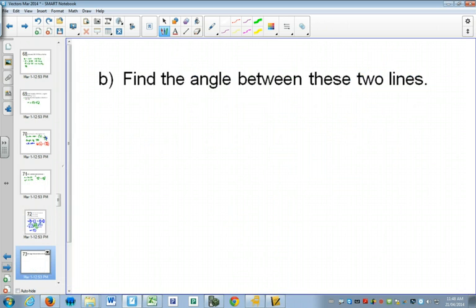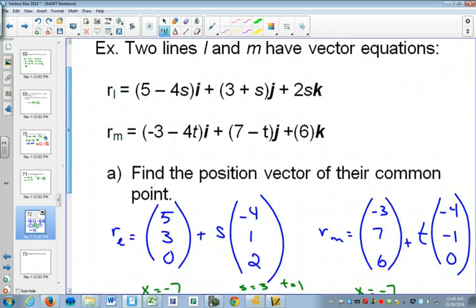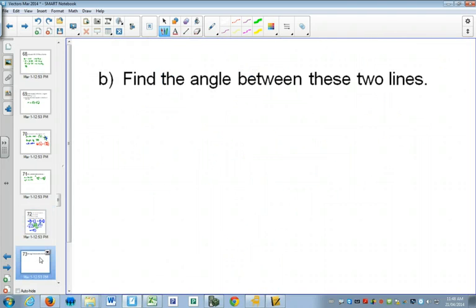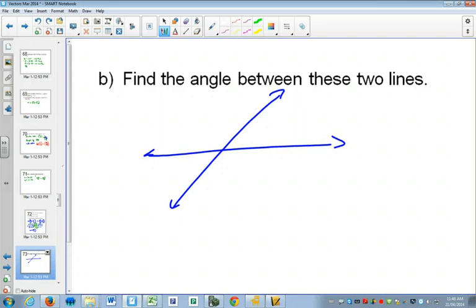Now that you've found the point where they intersect, we can figure out what the angle is between these two lines. Did we give that point a label? We'll call it point P. So let's draw a picture. We've got line M and line L in 3 dimensions, intersecting at the point P. And we want to find the angle between them.